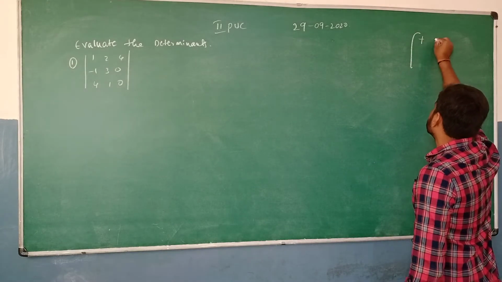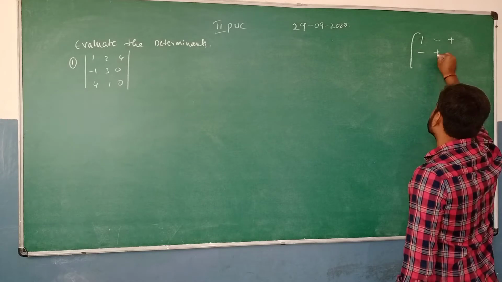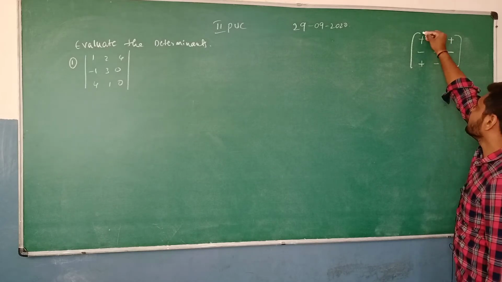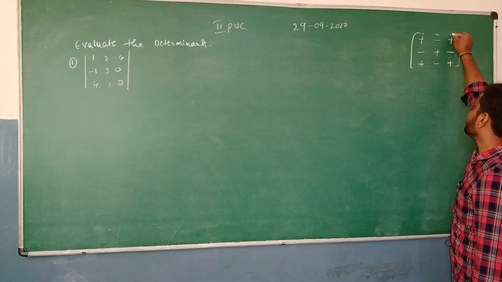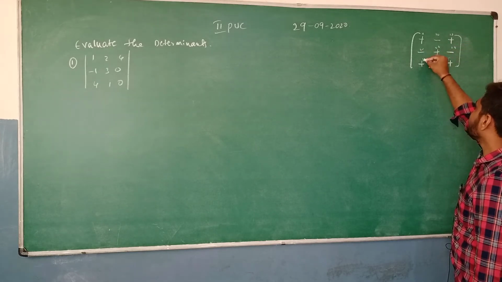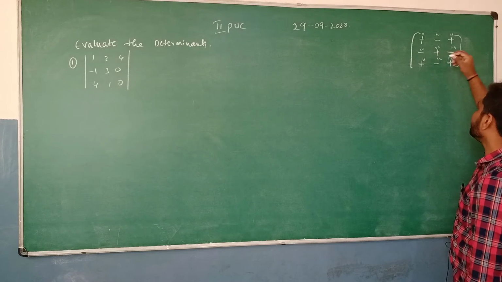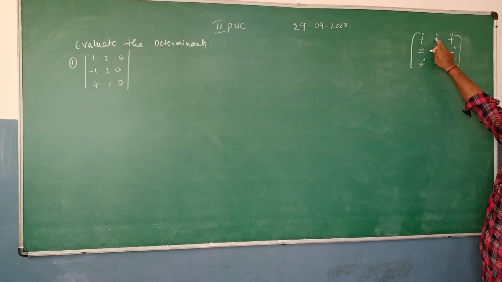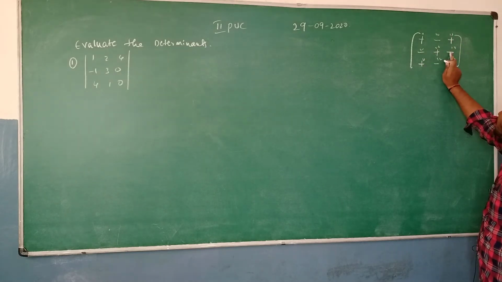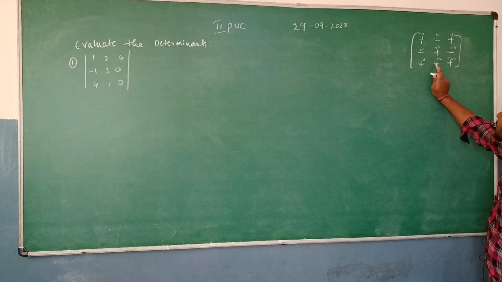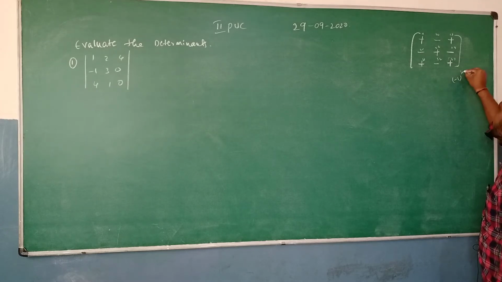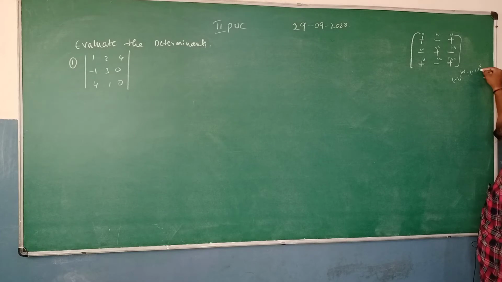So that's going to be plus minus plus, minus plus minus, plus minus plus. The elements are 1 1, 1 2, 1 3, 2 1, 2 2, 2 3, 3 1, 3 2, 3 3. That is, first row first column, first row second column, first row third column, second row first column, second row second column, second row third column, third row first column, third row second column, third row third column. Here minus 1 to the power of i plus j, that is 3 plus 3, is going to be 6. So minus 1 to the power of any even number is going to be plus.